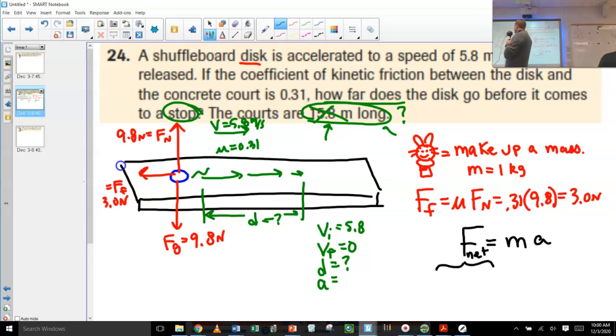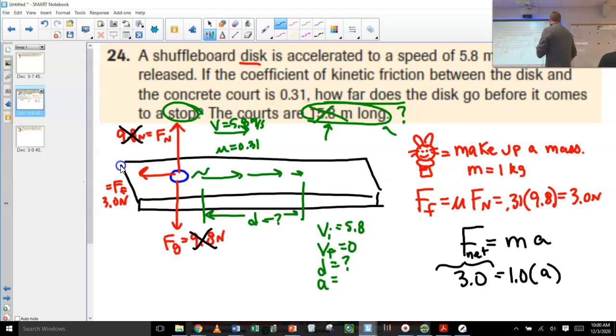So this force, gravity, cancels off this force, the normal. Those two are equal and opposite. So the only force left over is friction. My mass is 1.0 and my acceleration. Okay, I can see where this cancels itself off now, because I multiplied by 1 at the beginning, and now I'm going to divide by 1 over here to find my acceleration. And I get 3.